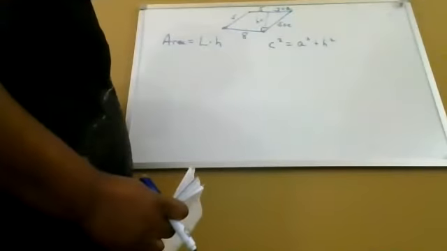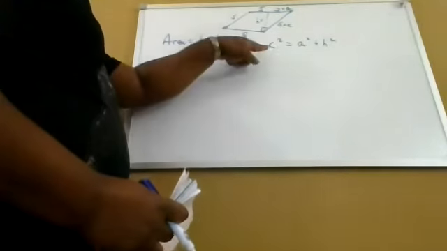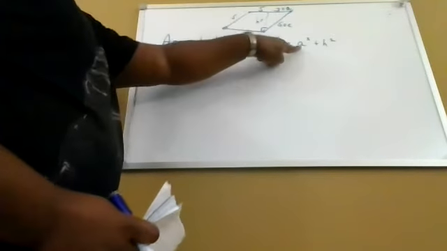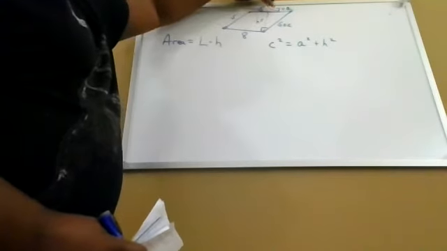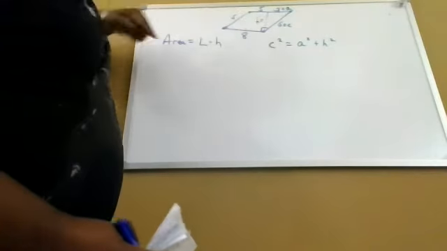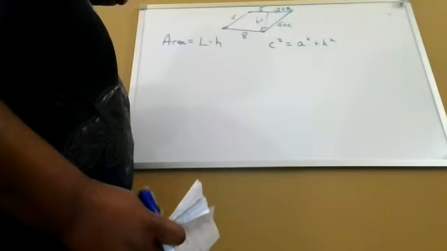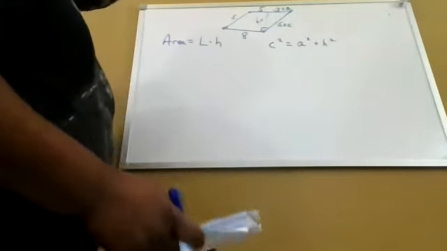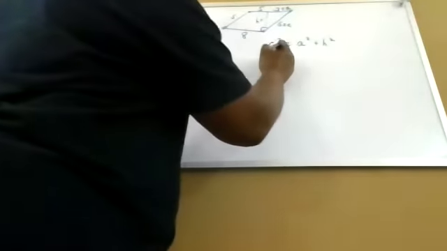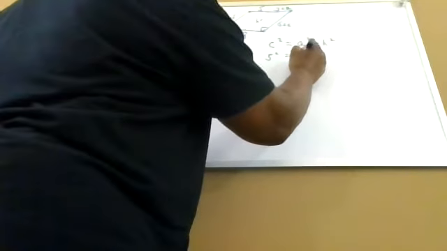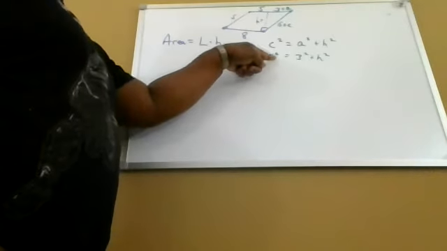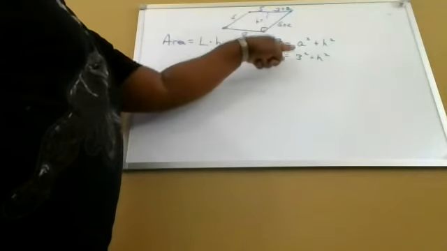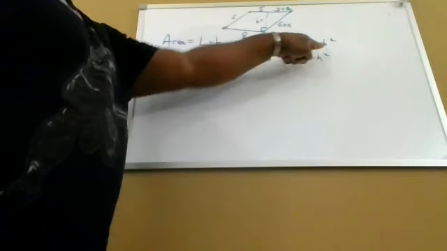C squared equals A squared plus H squared, where C squared is our hypotenuse, A is the base of the triangle, and H is our height. We're going to substitute the values for C and A into our formula, then solve for H. C was equal to 5, so we have 5 squared equals, A is equal to 3, so we have 3 squared plus H squared.